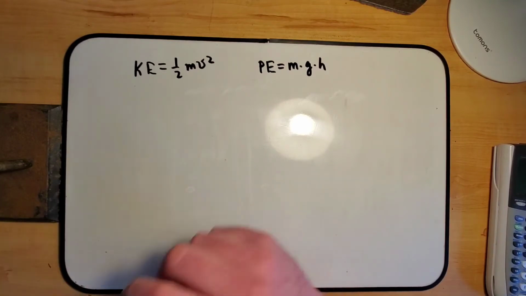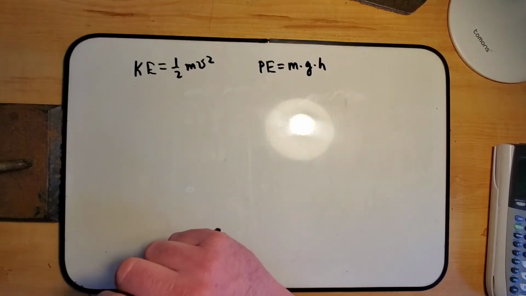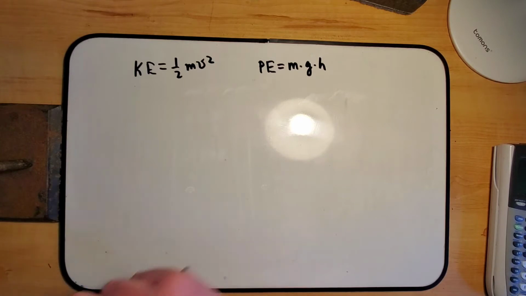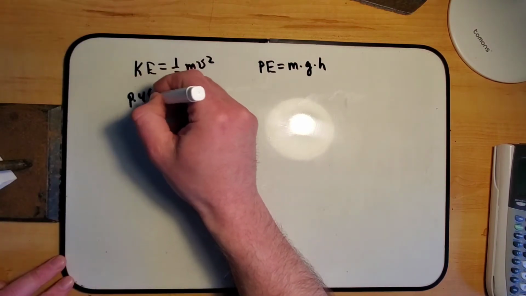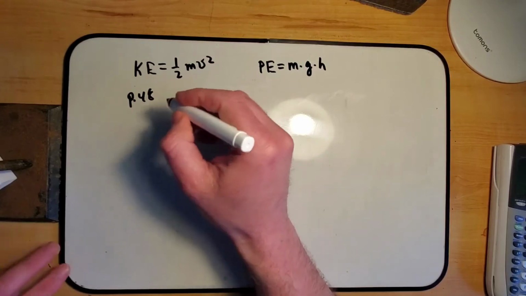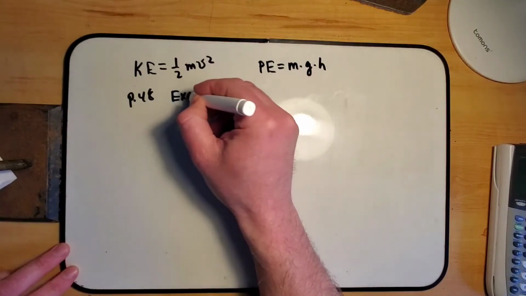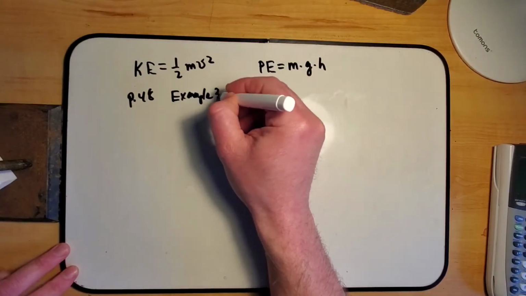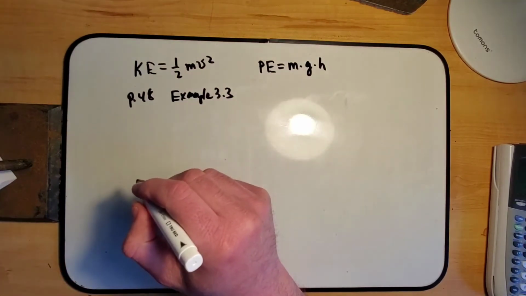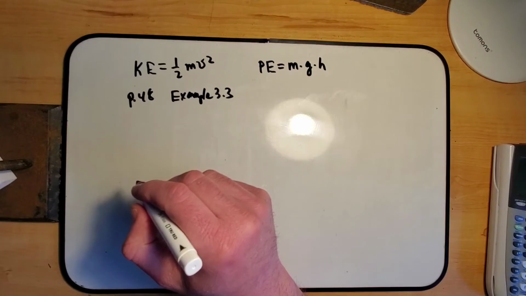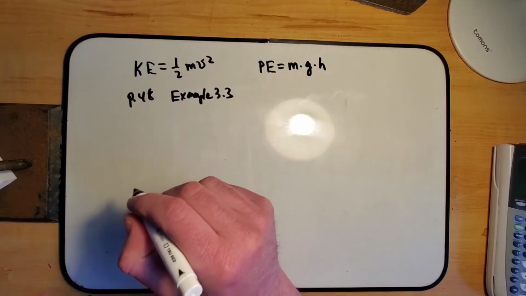So what kind of problems could be presented to you? I'm going to use your textbook problems. They're actually pretty good for this topic. And I am on page 48 in your textbook. And the problem here, example 3.3. So let's see what's given here. Find the kinetic energy of a 1,000 kilogram car when its speed is 10 meters per second.